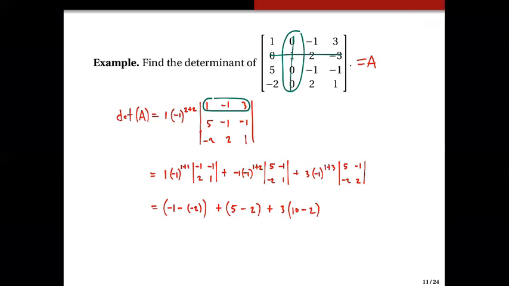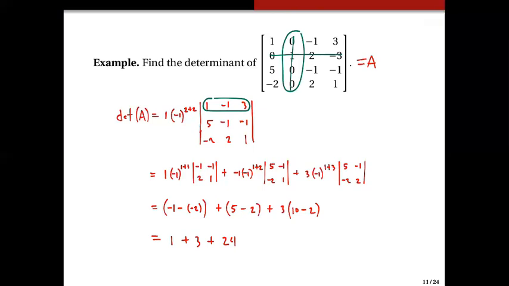Okay, so now we are left with simplifying this, negative 1 plus 2, that's positive 1, plus 5 minus 2, that's 3, plus 10 minus 2, that's 8, plus times 3, you have 24.